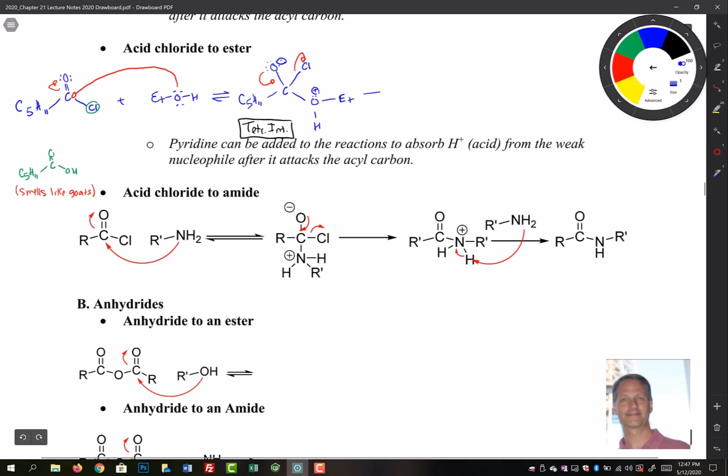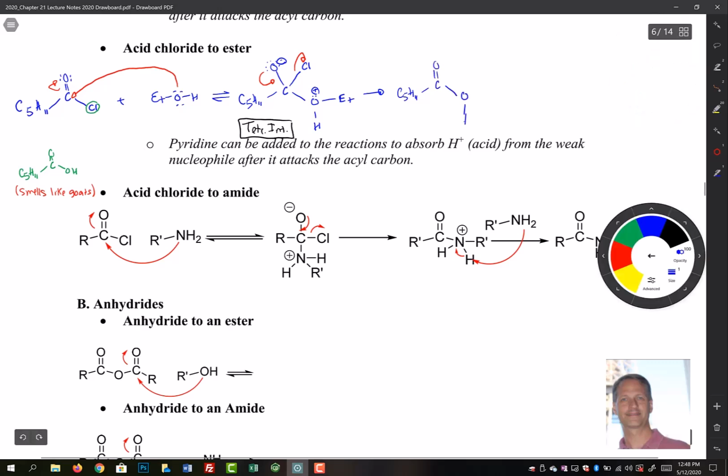What that's going to give us next is our C5H11 carbonyl, and then we'll have our oxygen with its lone pair, its H and its ethyl and a plus charge there. And then the last step here again is a base, or pyridine can be used too, just like before. Anyway, we do our deprotonation, and then voila, that is our product, C5H11 carbon OEt here. Now, this smells like strawberries.